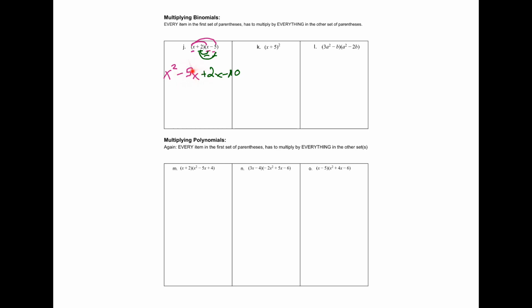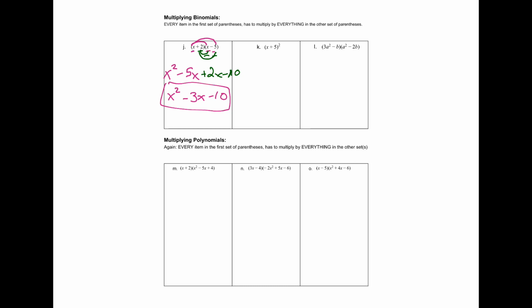So I can see that this has a negative 5x, and this is a positive 2x. They're both x's, so we can combine like terms, for a final answer of x squared minus 3x minus 10.